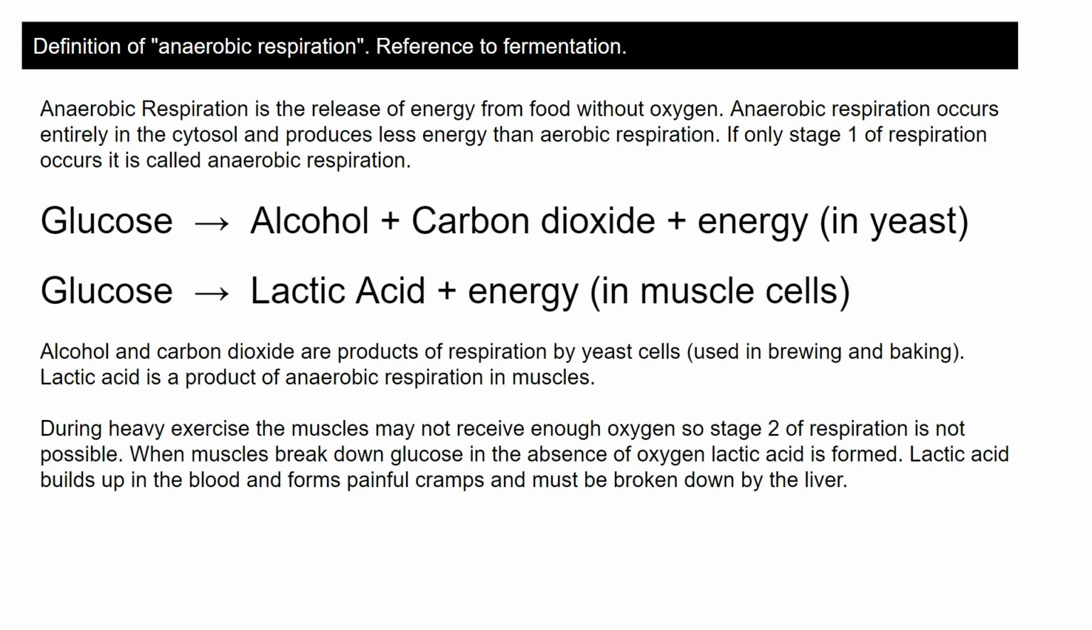Lactic acid is a product of anaerobic respiration in muscles. So lactic acid can cause pain and muscle cramps, and it needs to be transported to the liver to be broken down. Lactic acid produced by bacteria is what causes the pH of yogurt to drop in yogurt production.